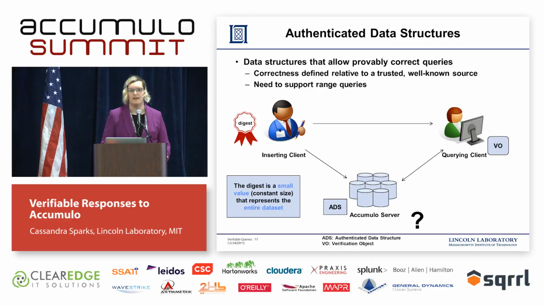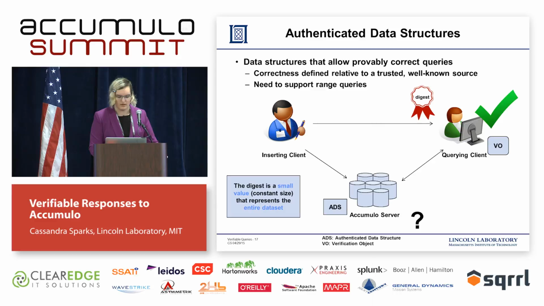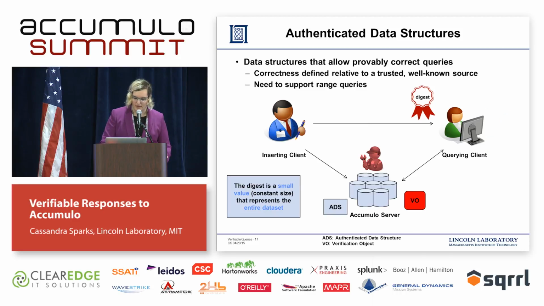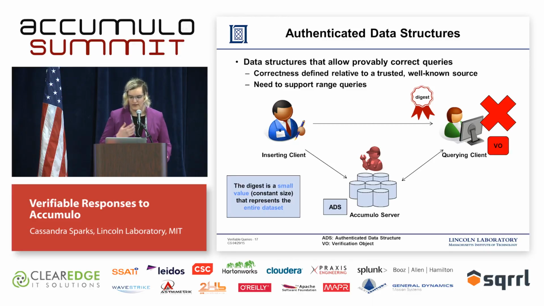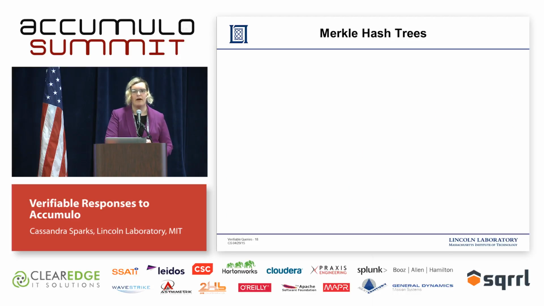The querying client can then fetch the digest of the data set and verify that it's correct. So if the verification object was falsely computed by a malicious server, they send that over to the querying client, and the client can detect, similar to with signatures, that this is in fact the wrong result and should not be trusted. One example of an authenticated data structure is what's called a Merkle hash tree.